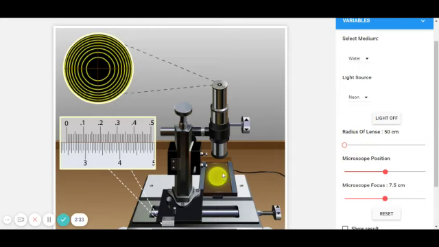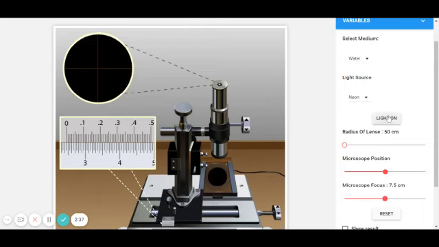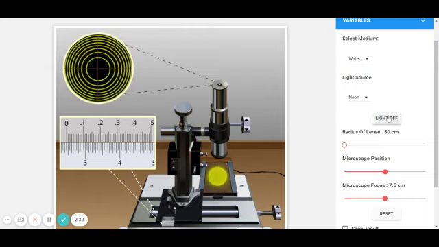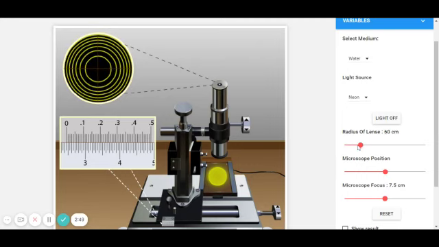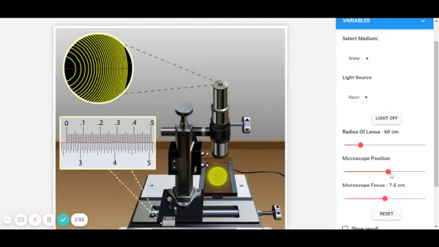Now the procedure. Click the light button. Select the lens of the desirable radius. Here the radius of the lens is selected as 60 centimeters. Adjust the microscope position to view the Newton's rings. Focus the microscope.